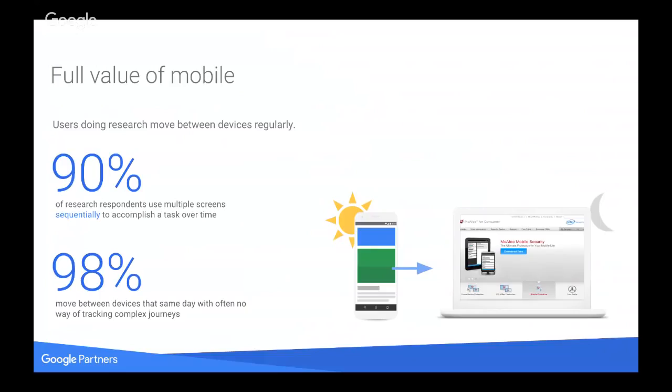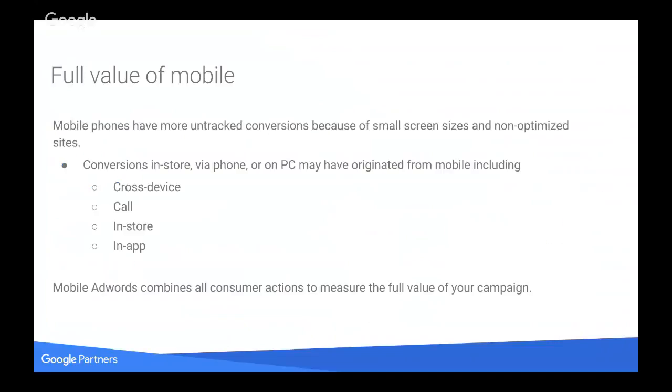Now, an important concept here is the full value of mobile. Seeing as how a user can start off their journey on a mobile device and then eventually convert on desktop or vice versa, and also have multiple interactions on a mobile device and then on a desktop and eventually convert on either one of the two. The full value of mobile is something that's very important to take into account.